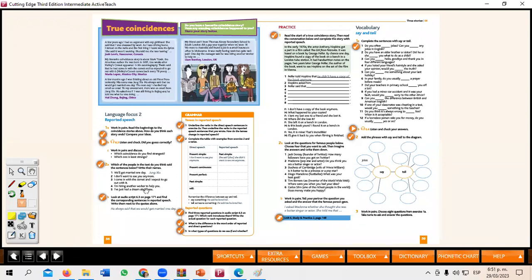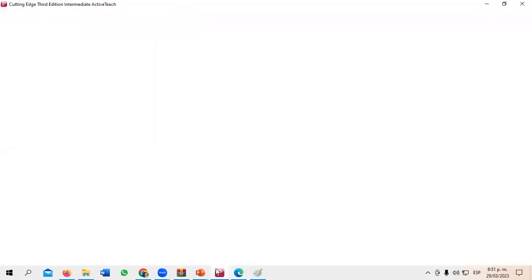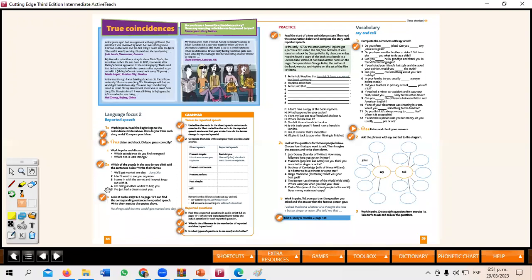For number 3, we have, I came in with the comment and I expect to go out with it. Twain said that he had come in with the comment, and he expected to go out with it. Twain said that he had come in with the comment and expected to go out with it.